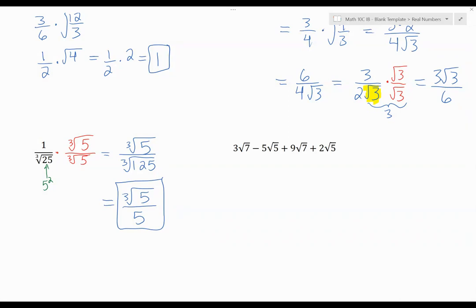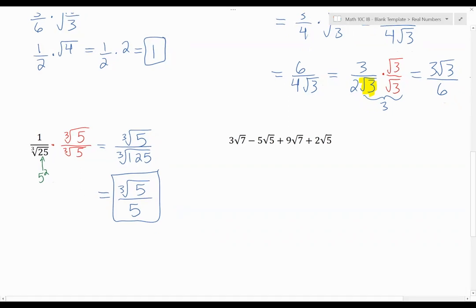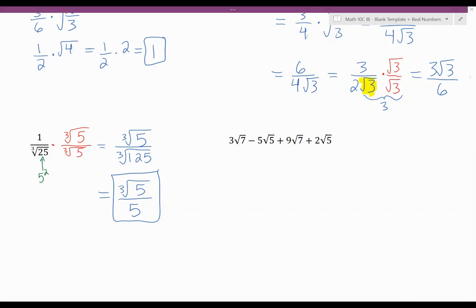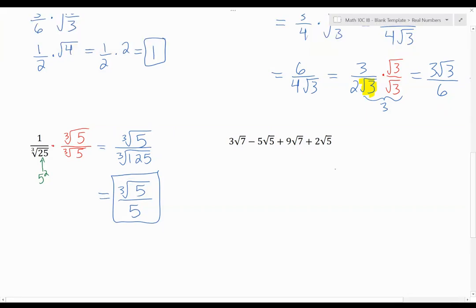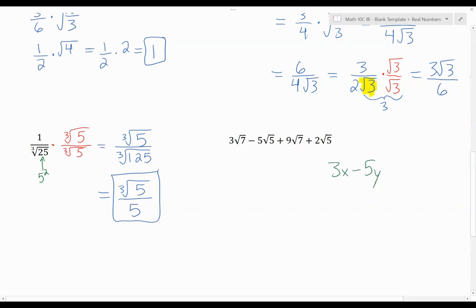With multiplications and divisions, we can use the fact that we can rearrange, and we have the distributive property of essentially a radical over a multiplication or division. But as soon as we put additions and subtractions in there, it works differently. I'm going to ask you to consider, what if I had 3x minus 5y plus 9x plus 2y? So essentially, I've just rewritten this using x for root 7 and y for root 5.